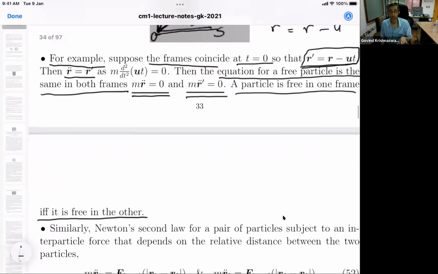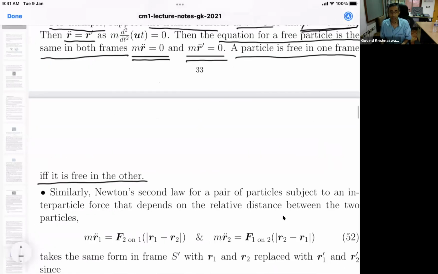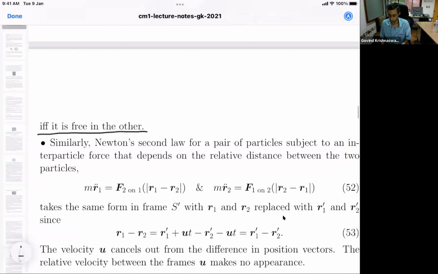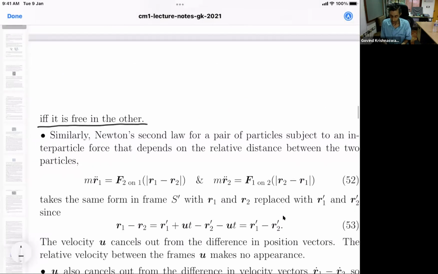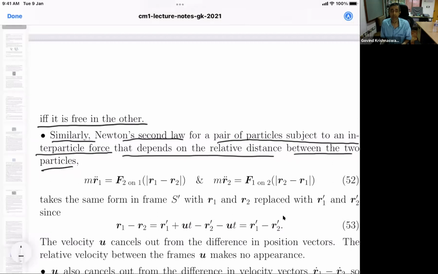Yeah, so Newton's second law is able to account for that at least. Let us take one further step and look at Newton's second law for a pair of particles subject to an interparticle force that depends on the relative distance between the particles. I'm looking at something fairly concrete.